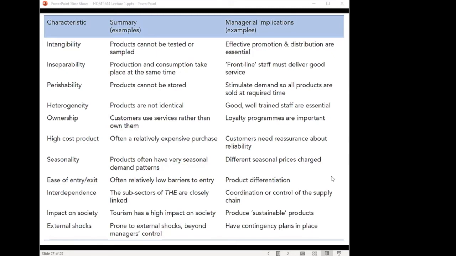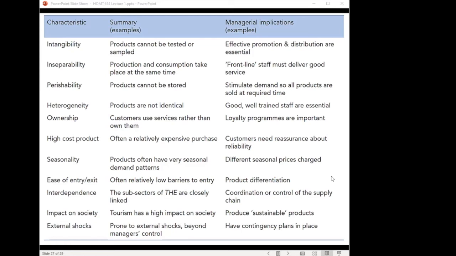To the concept of inseparability, we talked about the fact that production and consumption take place at the same time. So the staff who are involved in the production process must make sure that they deliver good service to ensure that the consumption experience is a good one or one that is perceived to be of value.